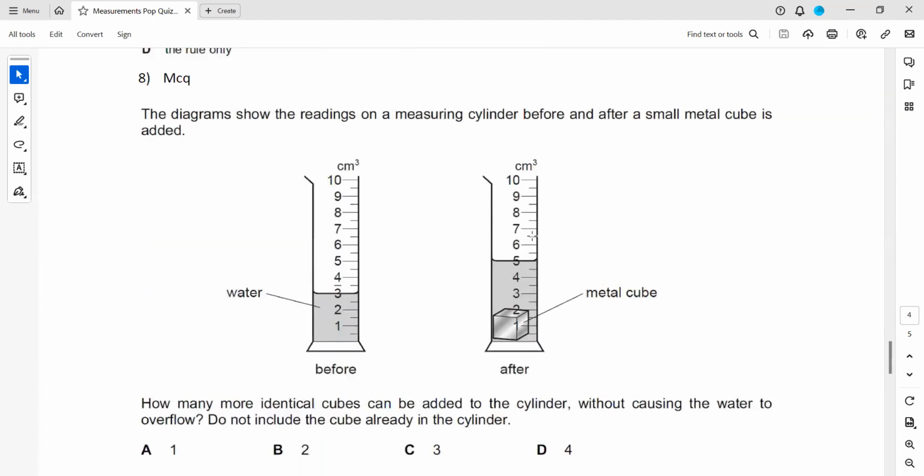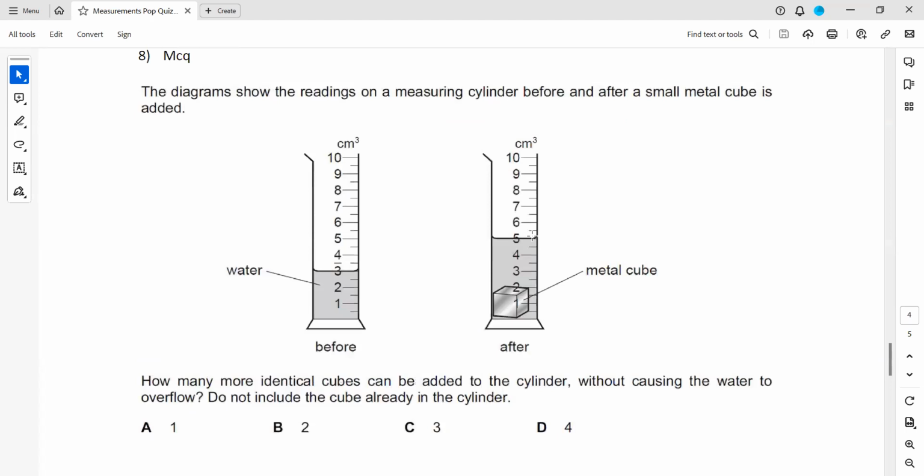Then the diagram shows a reading on a measuring cylinder before and after a small cube is added. How many more identical cubes can be added without causing the water to overflow? So first, the volume of the water was 3. When we add the first cube, the volume changes to 5. It means the volume of one cube is equal to 2, because 3 changes to 5.